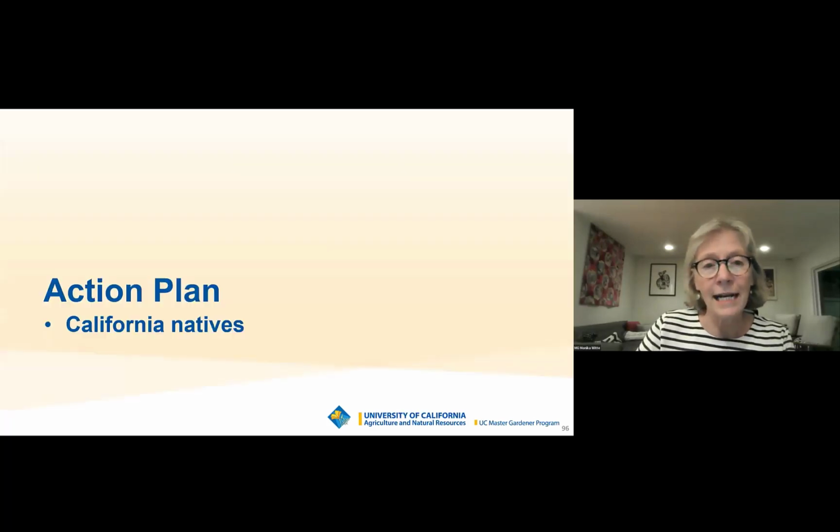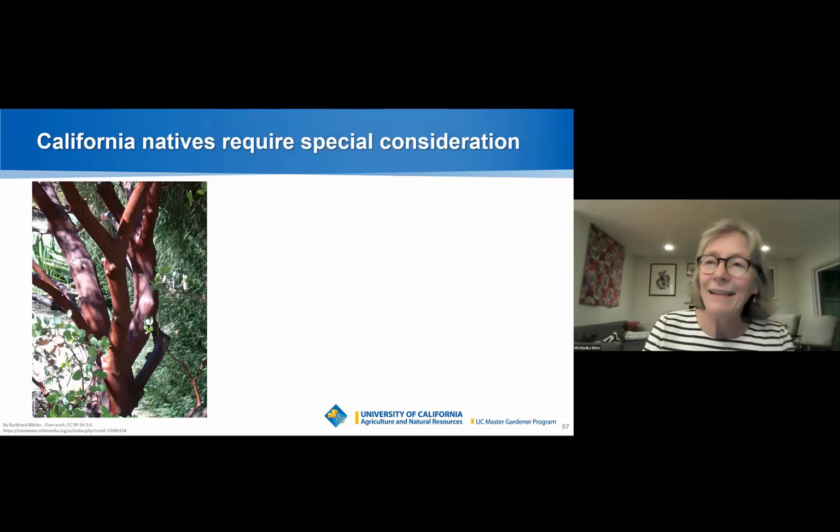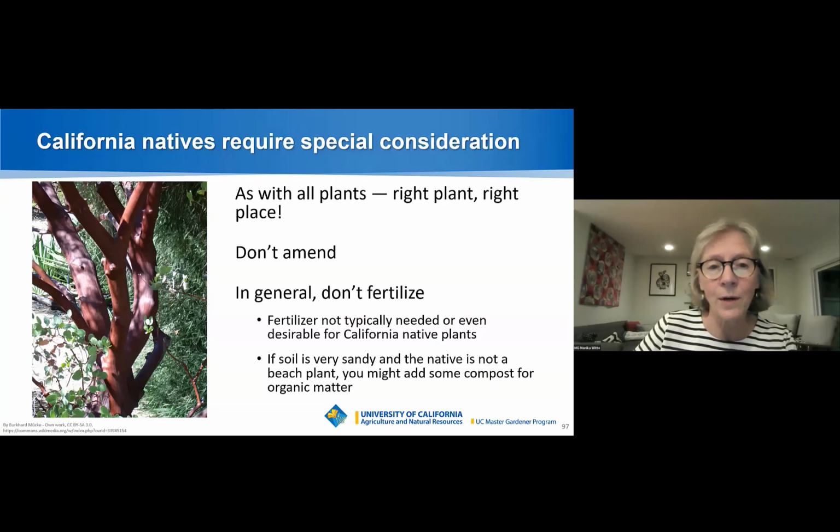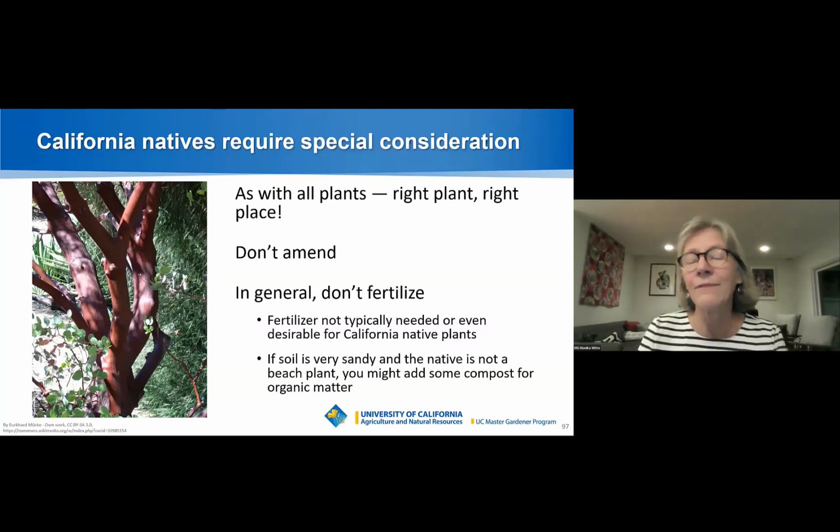What about California natives? They can be tricky. They need some special consideration. And as with all plants, right plant, right place. Don't amend the soil for natives. In general, they don't want to have amended soil. They want native soil, and they don't want fertilizer. Fertilizer is not needed or even desirable for native plants.